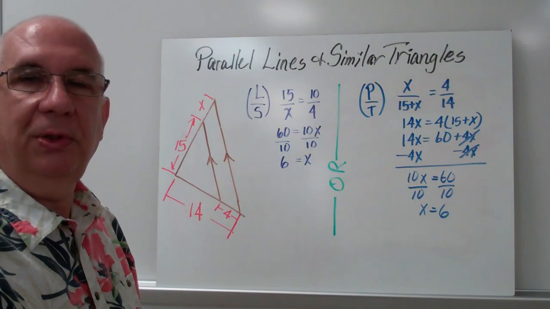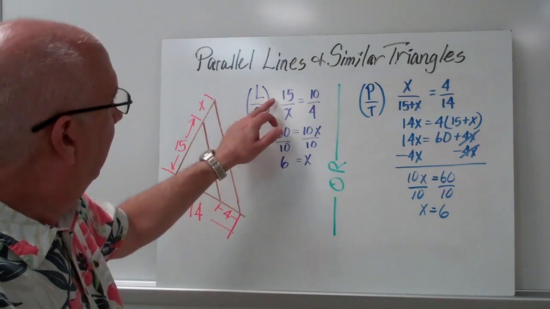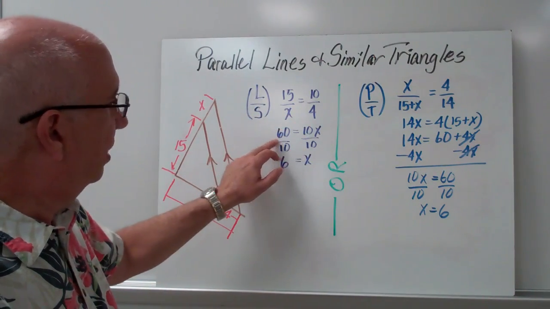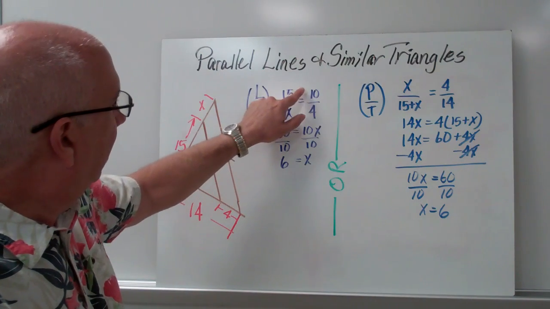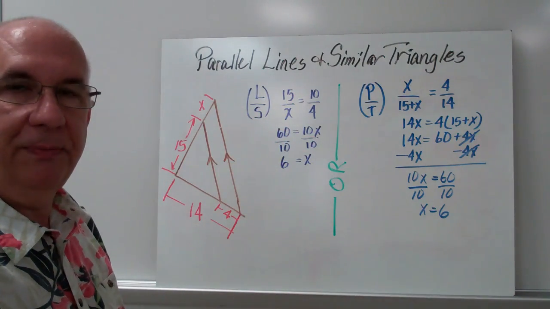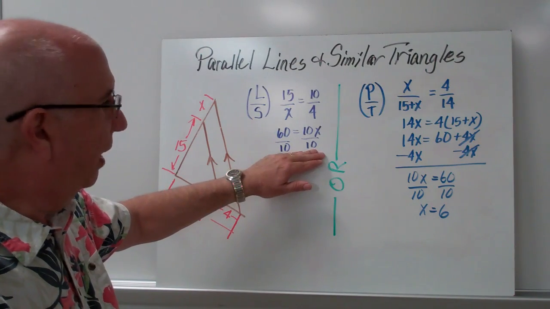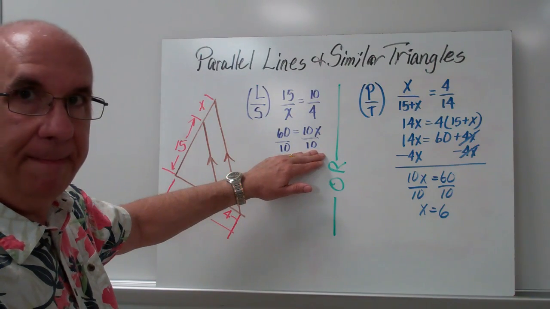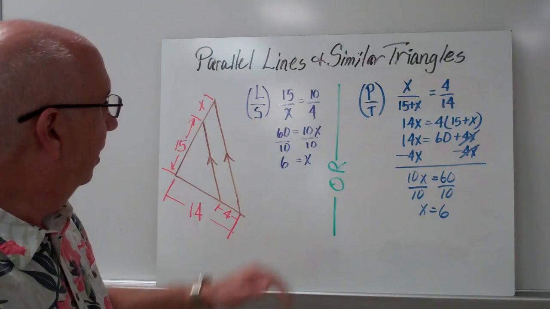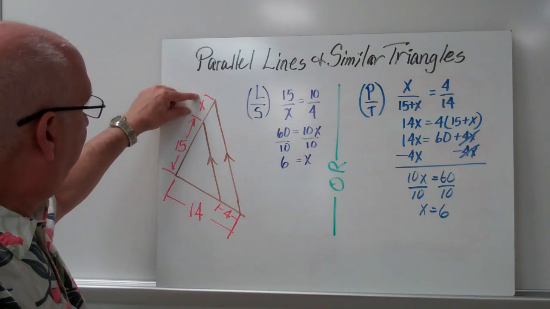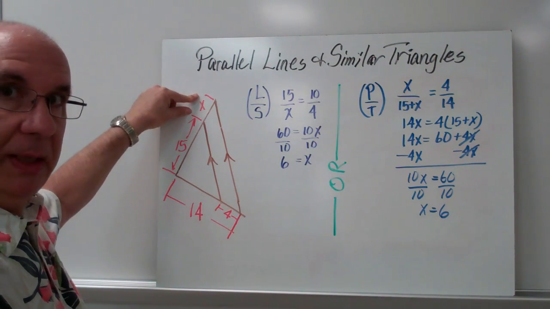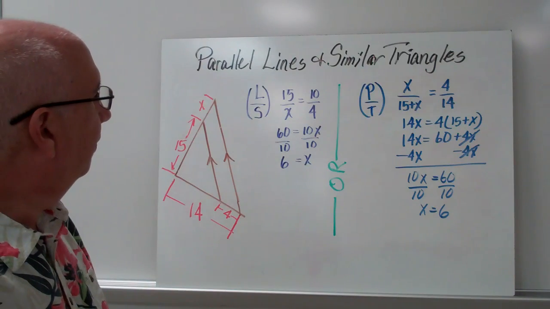To solve proportions, we do cross products. So 15 times 4 is 60. X times 10 is 10x. To find x, we have to move the 10, so we divide both sides by 10, which gives me x. The length of this piece right here, this short segment, is 6 units.